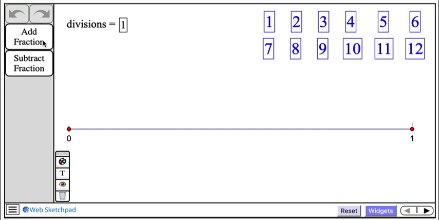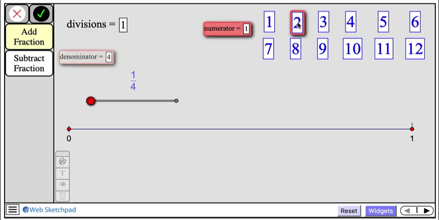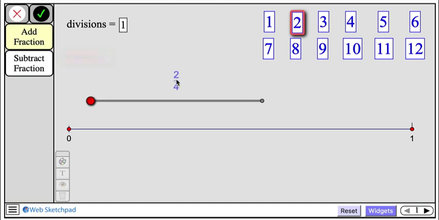I'll tap the Add Fraction tool. Notice that the numerator and denominator are given. Their default values are 1 and 4, and we see this segment of length 1/4. Now I'd like the numerator of my fraction to be 2, so I will tap on 2 to attach my numerator to it. So now we have a numerator of 2.